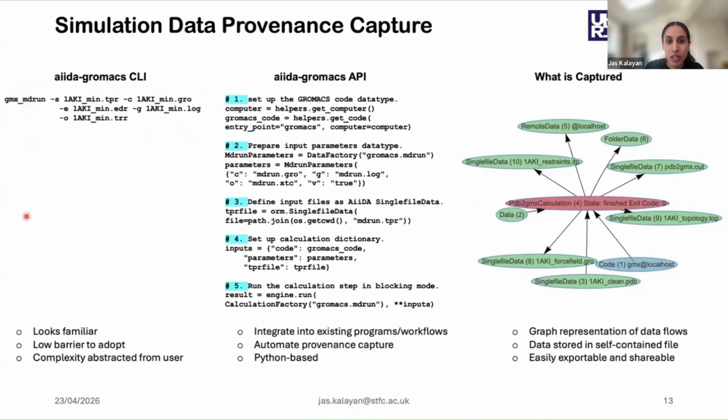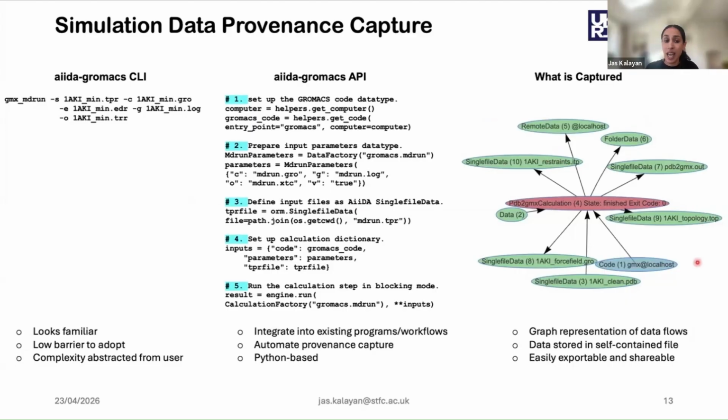Another thing that you can do is include it in an API. So if you run your simulations programmatically, you can include this in a Python script. So you can have automated provenance capture, and it's Python based, so it's easy to use by scientists.